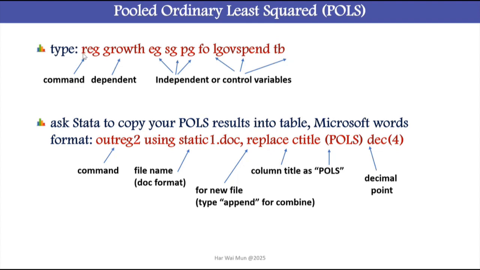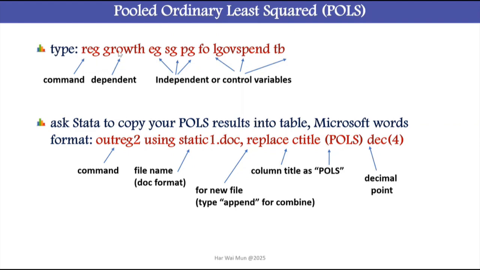If you don't type anything else, you just type reg, it automatically runs, because just now you already told Stata that the data you keyed in is panel data. Panel data means you have time series and cross section. It's like Australia, the whole time series for many years, and then cross section also for other countries. So if you just type reg, it will run your panel data just like time series. It's called pooled OLS.